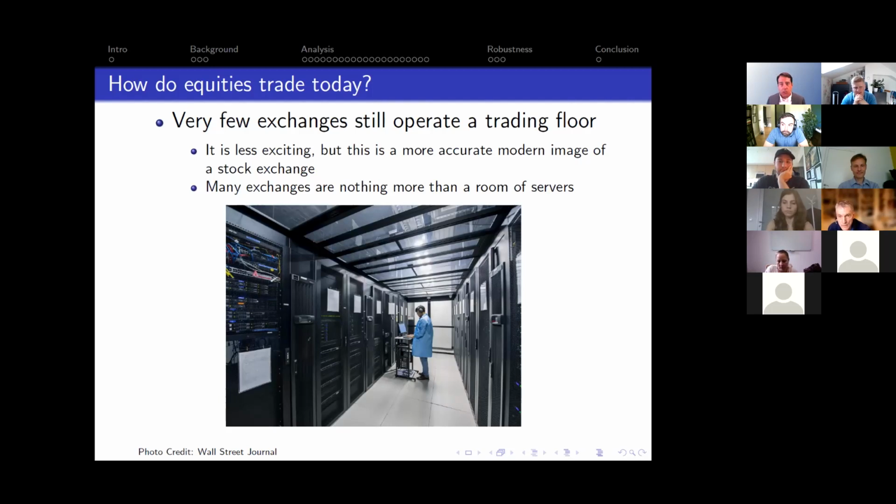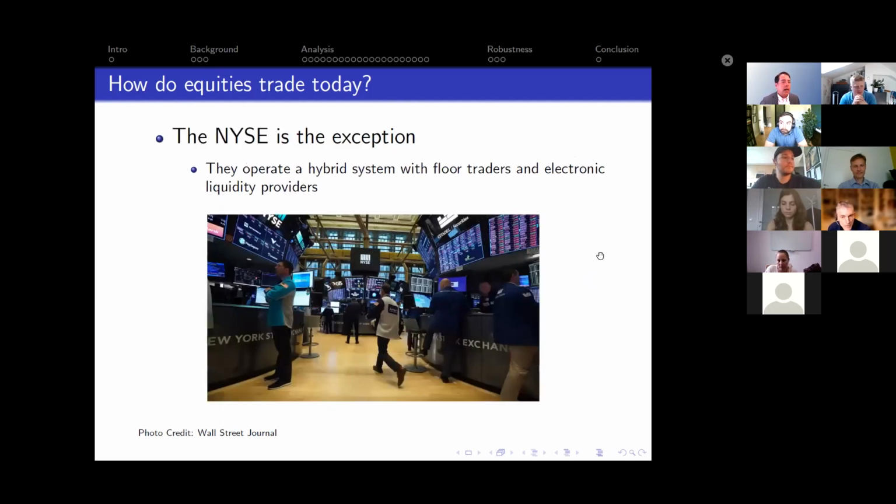Very few exchanges still operate a trading floor. The one really interesting exception is the NYSE. The NYSE operates a hybrid system with both floor traders and electronic liquidity providers, with a complicated interaction between them. And that's really what I want to investigate and speak to today.